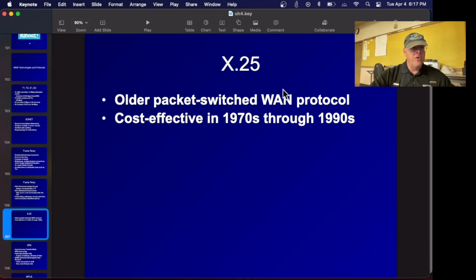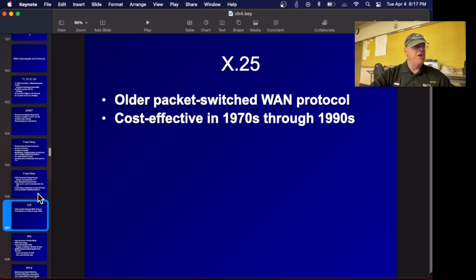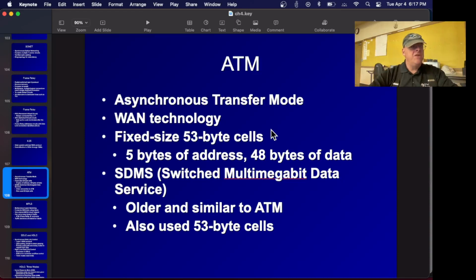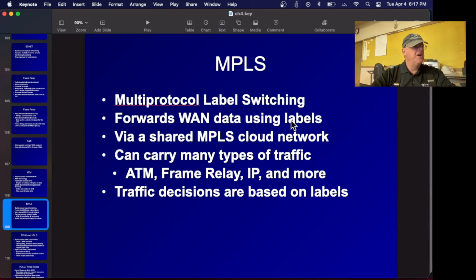X.25 is an older protocol that people used up through the 90s. It's pretty much gone now, but it was like frame relay, an earlier version. And ATM, asynchronous transfer mode. This is still, I think, used quite a lot today. Everything has 53 byte cells, so you have 5 bytes of address and 48 bytes of data. So very little packets move rapidly, and you can interleave a lot of different packets on it. SMDS is an older version.